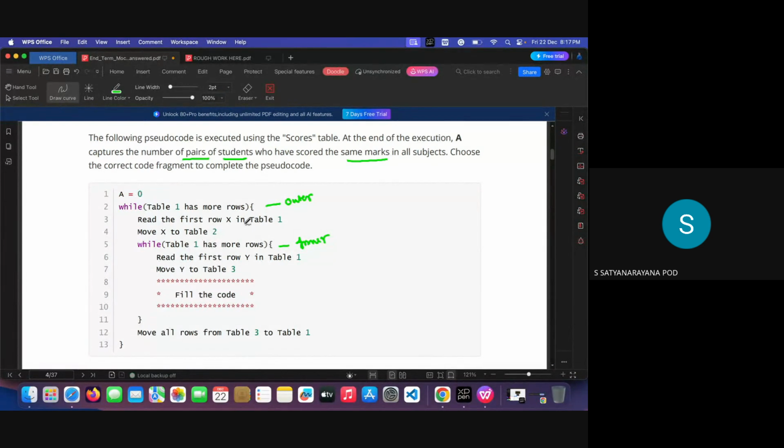The outer loop extracts the first card. The inner loop repeats n-1 times. The second card is extracted by the outer loop, and the inner loop is repeated up to n-2. That is what generally happens. The outer loop card is called X, the inner loop card is called Y. We have to find out whether these two have the same marks or not. After this, X is moved to table 2 and Y is moved to table 3 because there is no use after processing. Now let us find out whether they have the same total marks or not.